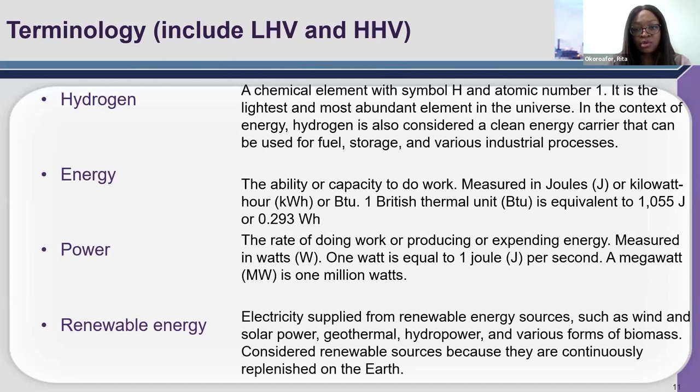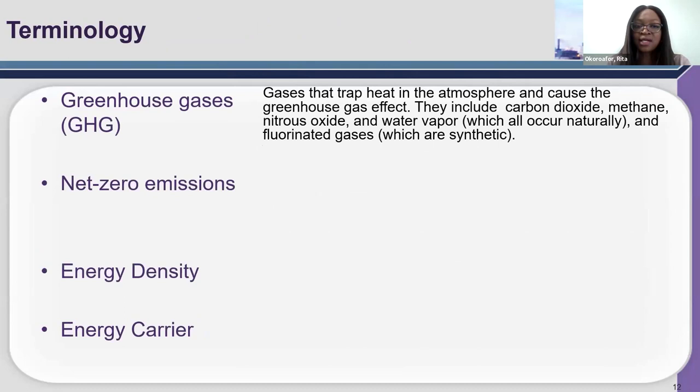The greenhouse gases. These are gases that trap heat in the atmosphere and cause the greenhouse gas effect. Now, we have lived with the greenhouse gas effect for a long time. It has been there, it's part of our system. But the issue now is that the effect is getting much more than was originally anticipated. So that's why it's something that is being looked into. Some of the greenhouse gases are CO2, which is carbon dioxide, methane, nitrous oxide, and water vapor, which has always been there, and some fluorinated gases, which we use in our refrigerants.